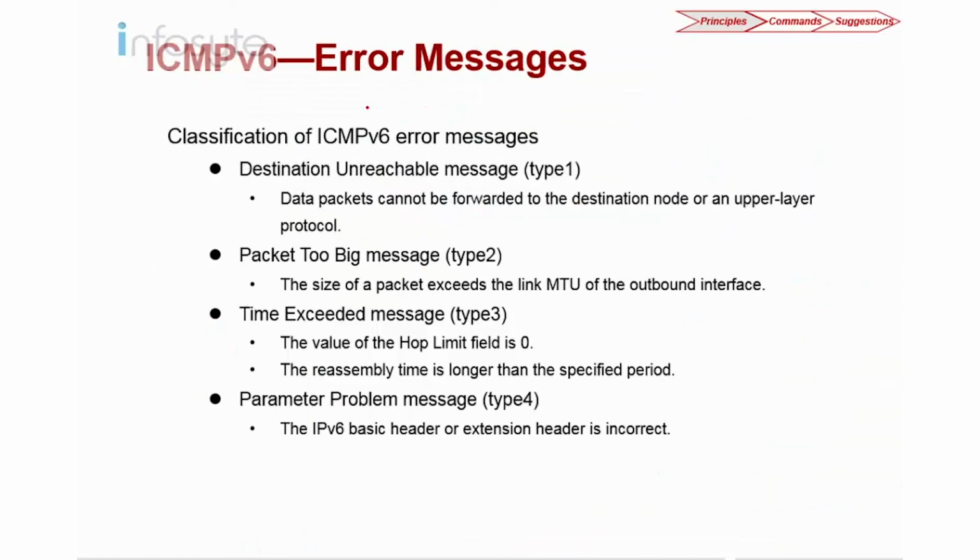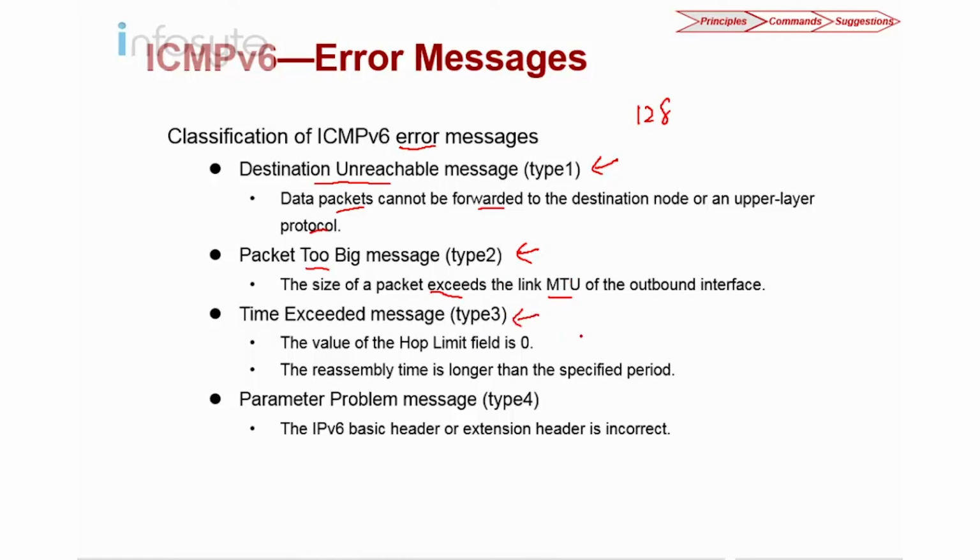Now, just now on the Wireshark trace, you noticed that I have this message type of 128. But what if, let's say, the message type is number 1? That is our error message. When you see that the message type is 1, that is unreachable. It means that the data packet cannot be forwarded to the destination or upper layer protocol. When you see type number 2, that means that the packet is too big, that the MTU prevents you from sending because it exceeds the link MTU.